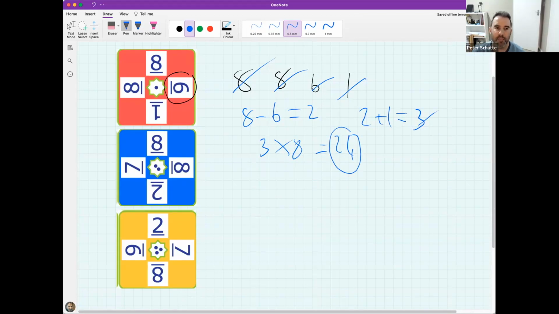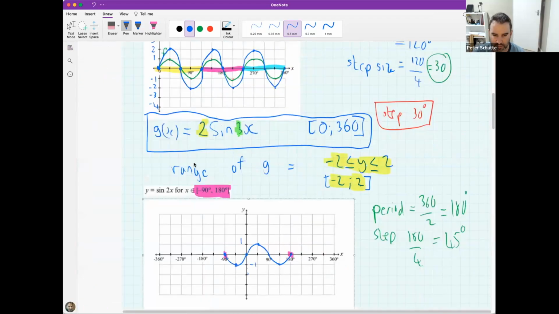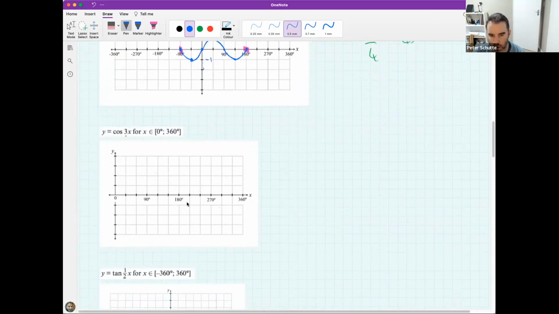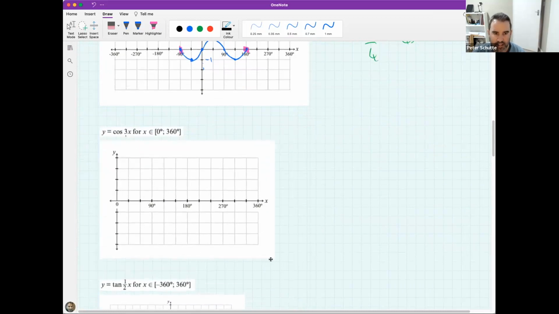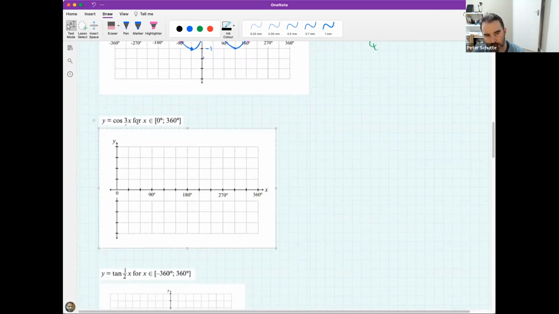skills. But let's head back to our lesson now for today, where we were learning about using our calculator effectively for drawing graphs. So how about this? I'm going to do one more with you. I want you to draw the graph of y equals cos 3x for the domain.